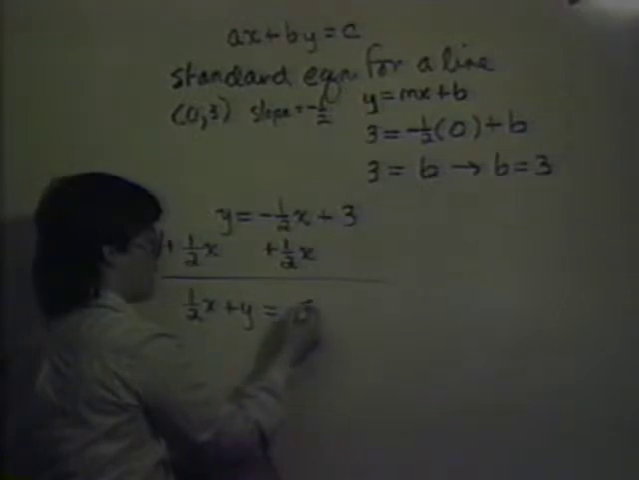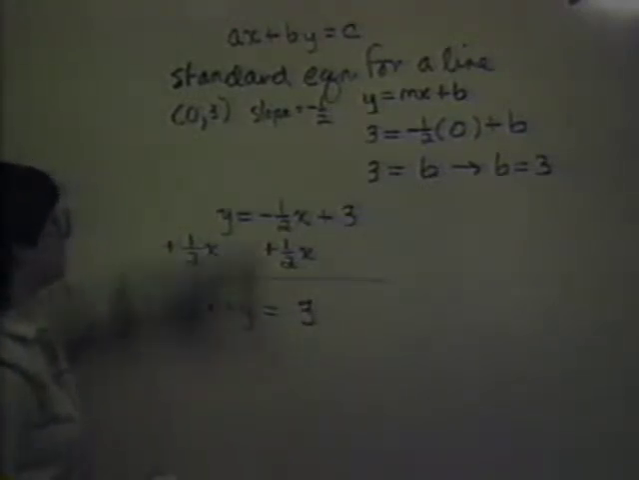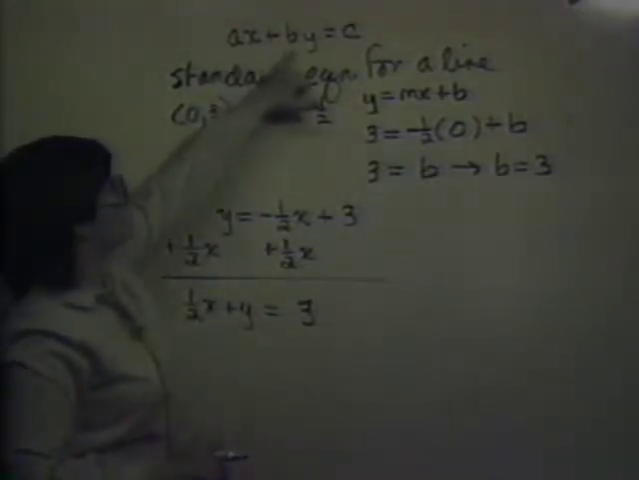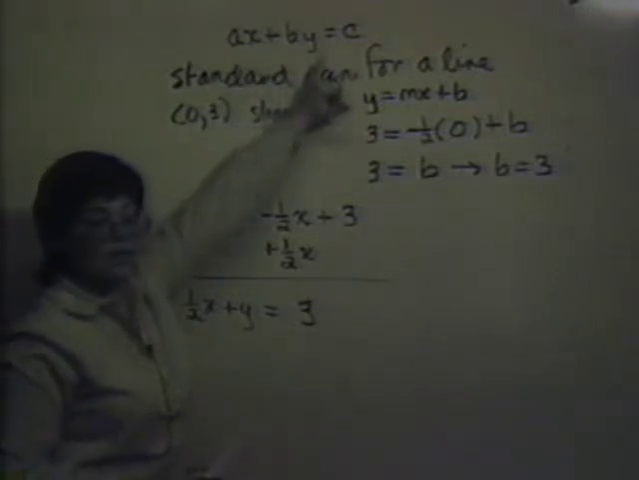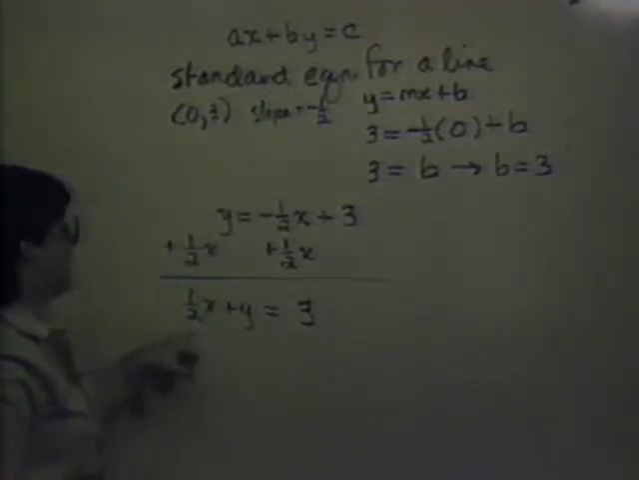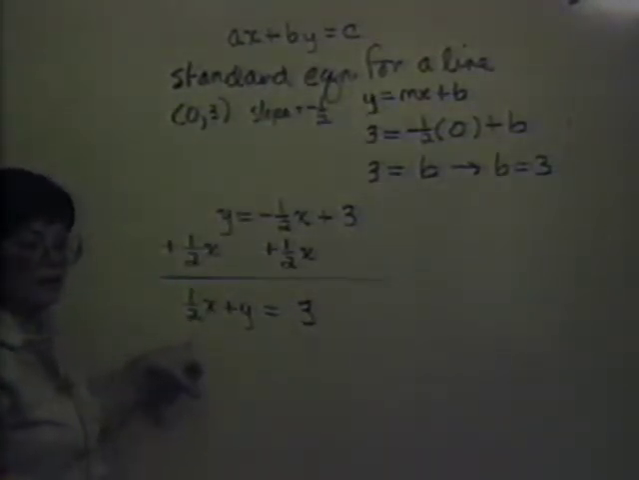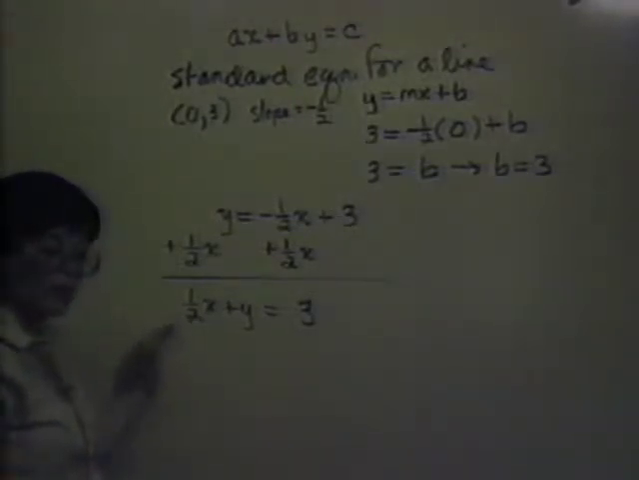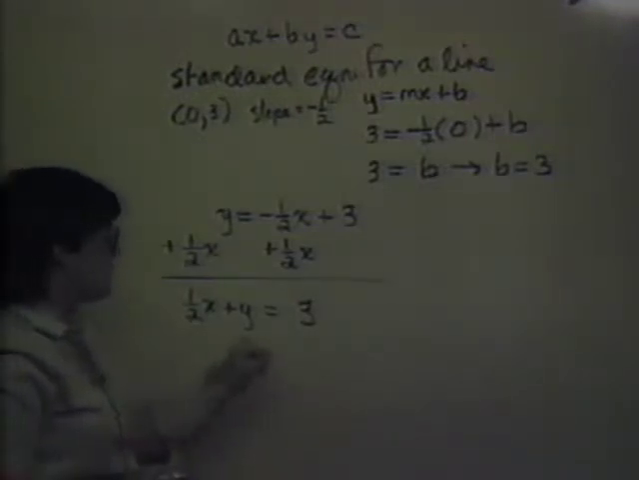3. Great. Now remember what I told you, Bun, back up here. A and b and c have to be integers. So that means I have to get rid of this 1/2 by doing something to my equation. It'll still be an equivalent equation, but it won't have this half here anymore. Do you have any idea what we could do to it?